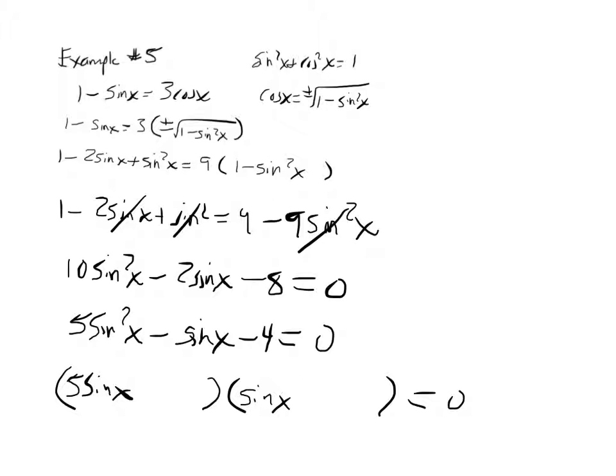So let's see, if I were to do a 4 and a 1, one's a minus, one's a plus. I want a minus sine x, so plus 4 minus 5 is going to be minus 1. 4 times negative 1, negative 4. Yep, that looks good.